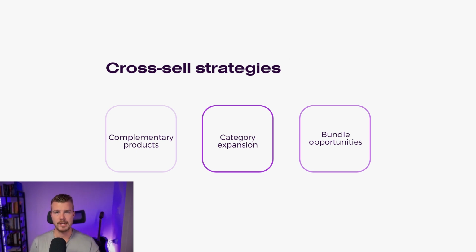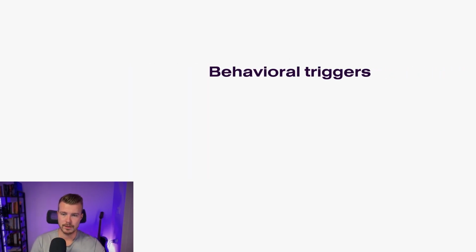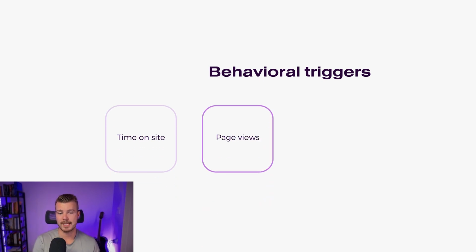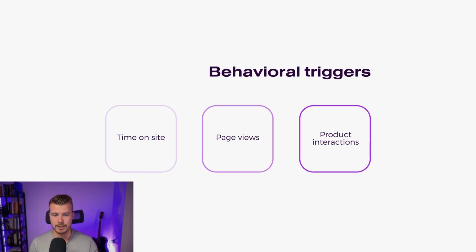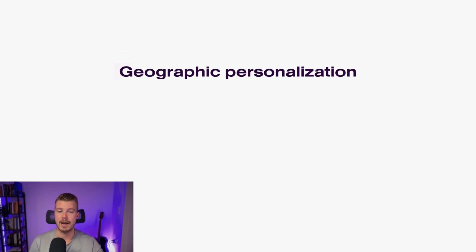If you just sell them one thing, chances are they might not come back, right? More likely than not, they won't come back. But if you sell them something else, maybe it's something else that does require more consumption. Fantastic. Next is behavioral triggers. So looking at time on site, looking at the amount of page views someone has had, or looking at just product interactions overall. And the last one is geographic personalization.